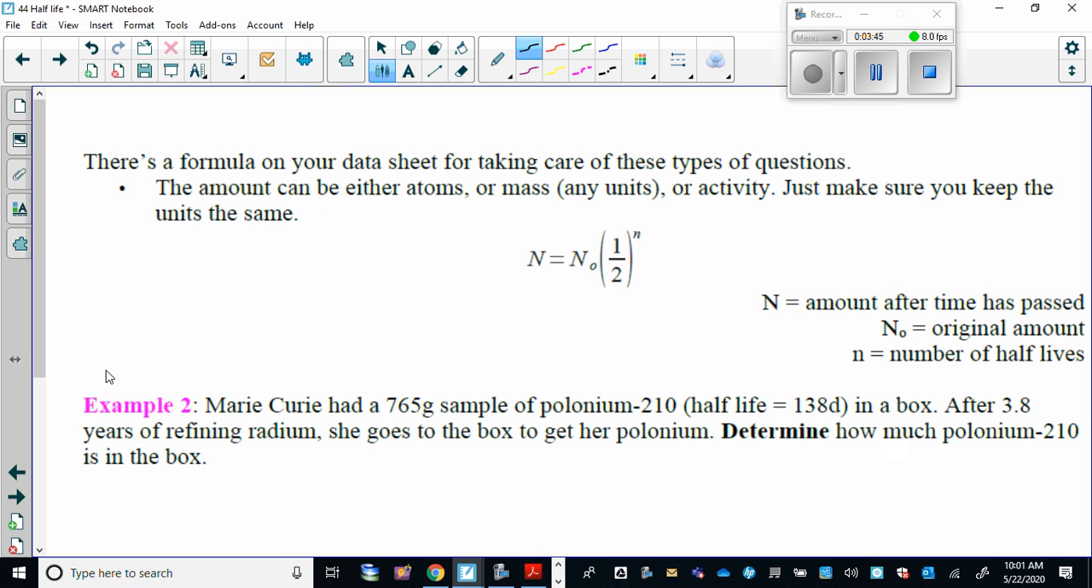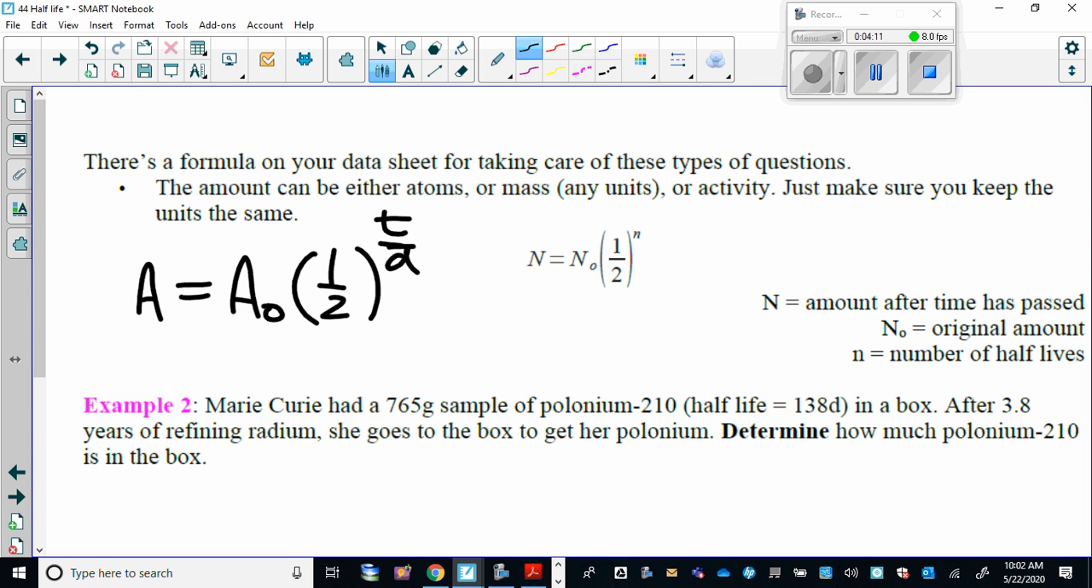Okay, now let's go into the math. Here's the formula that we use in physics. N, which means the final amount, equals the initial amount times one half to the exponent n. You're going to see this formula in many different forms. In math, some people use A equals A naught times one half to the exponent T over D, where T is the amount of time and D is the amount of time for the half-life to occur. This is the one that's a little easier to memorize.